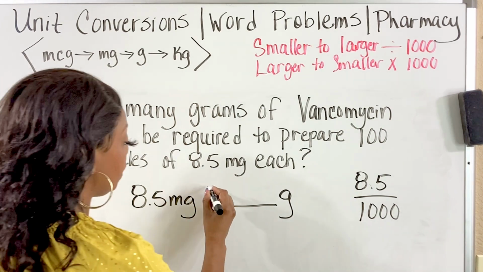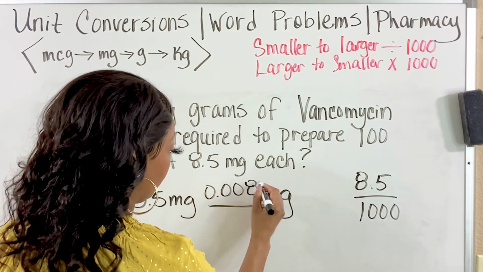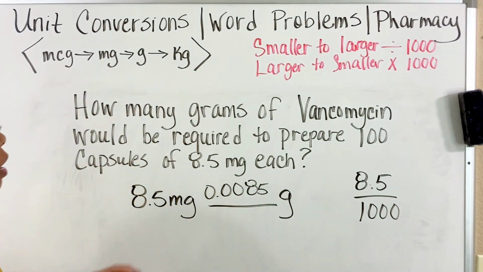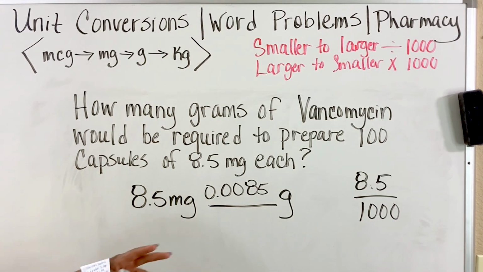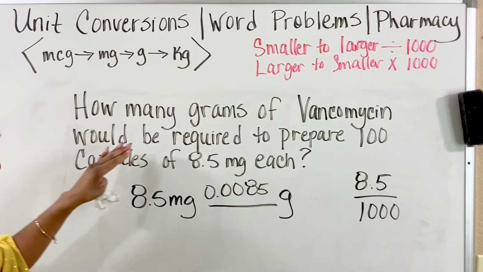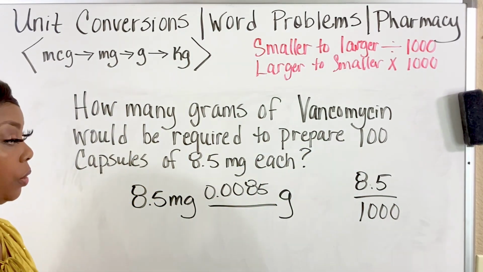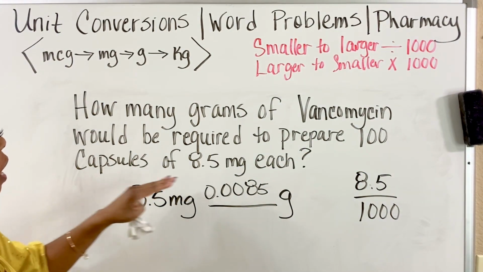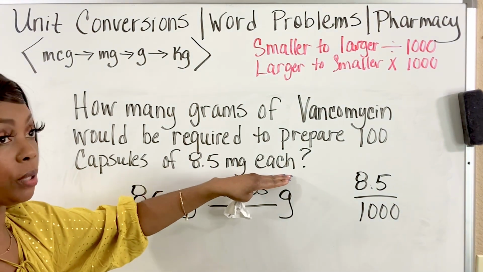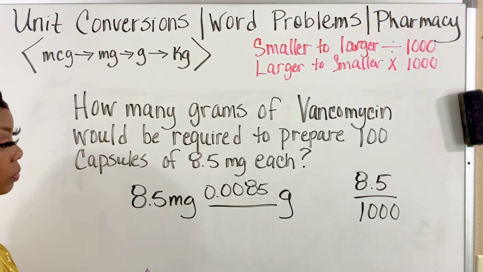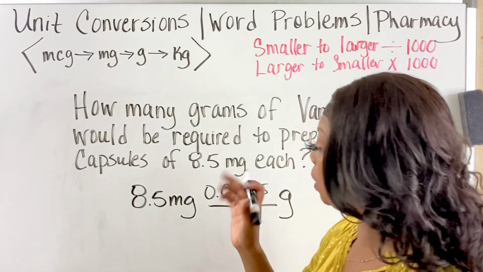If you have 0.0085 grams, that's not your final answer, because the question asks how many grams of vancomycin will be required to prepare 100 capsules of 8.5 milligrams each. That's what we're trying to figure out.